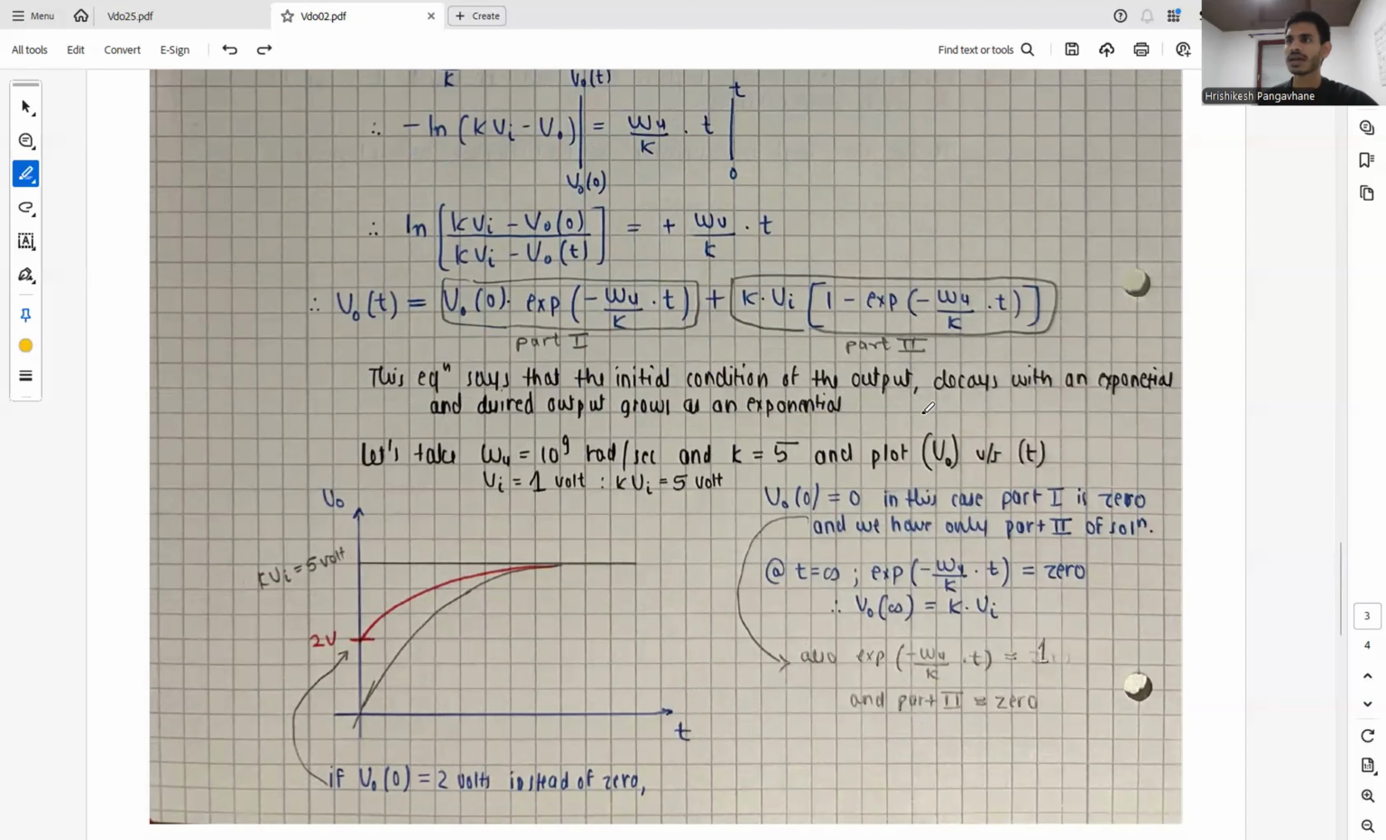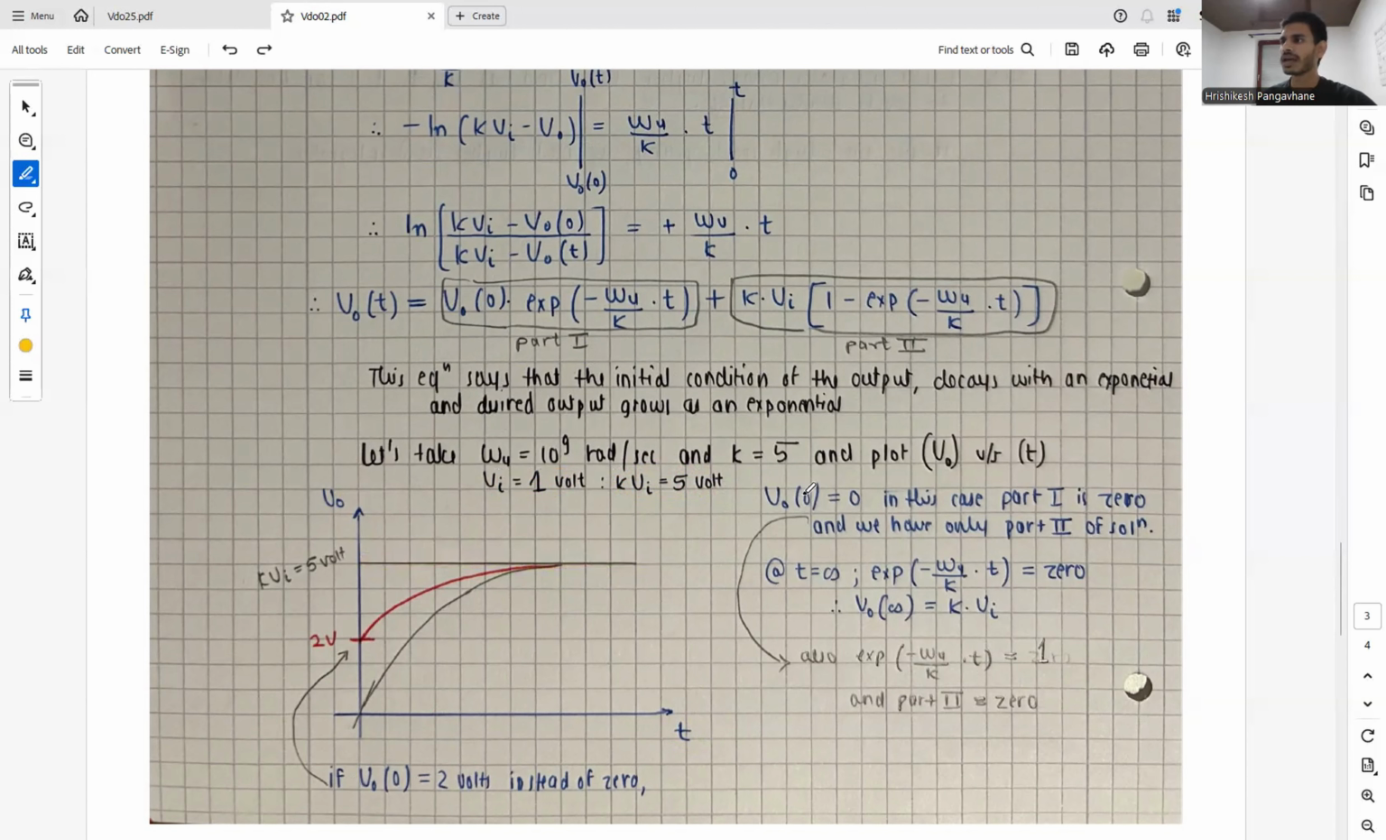So let's interpret this. This equation says that the initial condition of the output decays with an exponential and the desired output grows as an exponential. For simplicity, let's take omega u as 10 to the power 9 radian per second, then our k as 5, and plot the v naught versus t curve. And now let's take vi as a constant 1 volt DC, and thus our desired value k vi becomes 5 volt, which is marked over here.